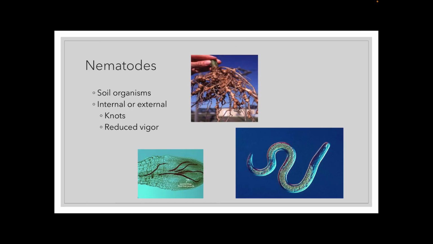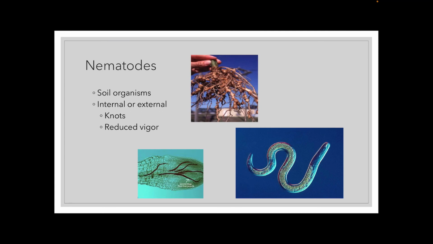These last guys, these are little wiggle worms. They're almost microscopic. They're definitely a lot easier to see under a microscope. But these are little soil worms. They can be internal or external, meaning they can be inside the plant cells or they can be between the plant cells. And their job is to get into the roots of your crops.